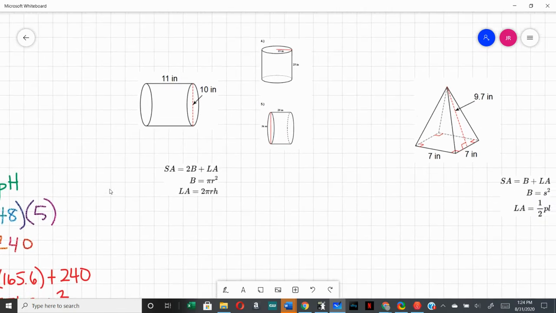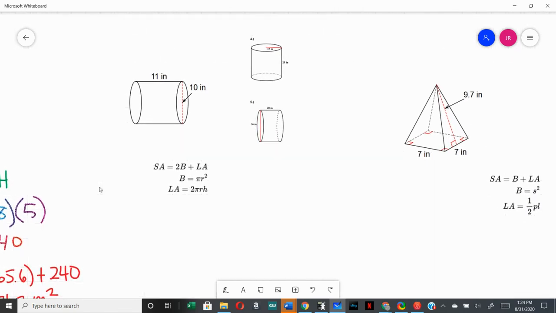All right, so now the rest, well, actually not the rest. We got a couple more things here. All right, here's a cylinder. I'm only going to do one example. We got 2 cylinders. They're basically the same. I'm doing the harder one, which is where you have to find the radius first. But understand that for the cylinder it's 2B plus lateral area. B is pi r squared. And lateral area is 2 pi r h.